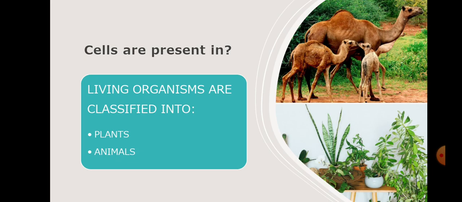Next, where are the cells present? Cells are present in all living organisms. Living organisms are classified into plants and animals. And human beings also come under the animal category. We are also social animals.